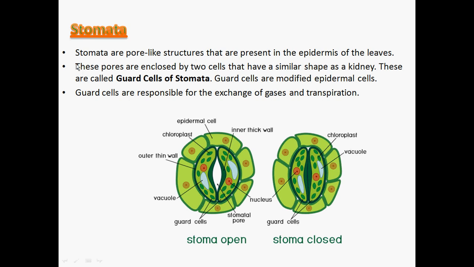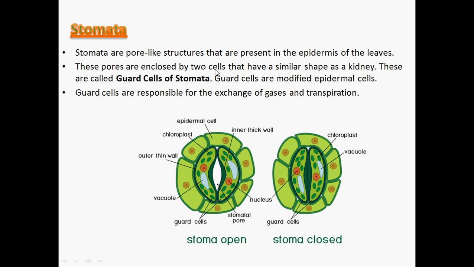So this is known as stomata, which are the pore-like structures, as I've shown you in the figure. You can see in this figure also. This is a guard cell. Okay, this is the guard cell, and between them there are certain pores which are known as the stomatal pores. These pores are enclosed by two cells that have a similar shape as a kidney, and these are named as the guard cells of stomata.